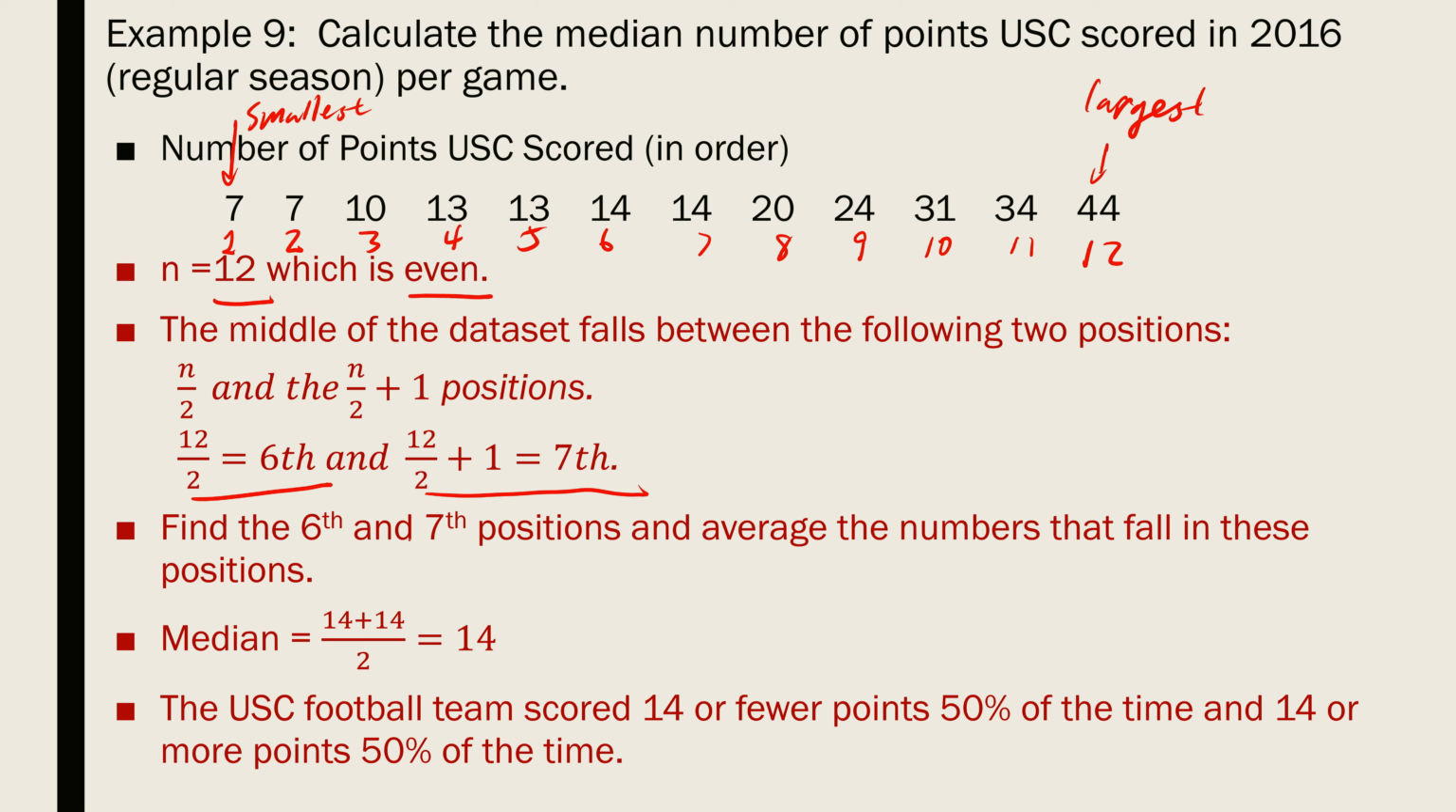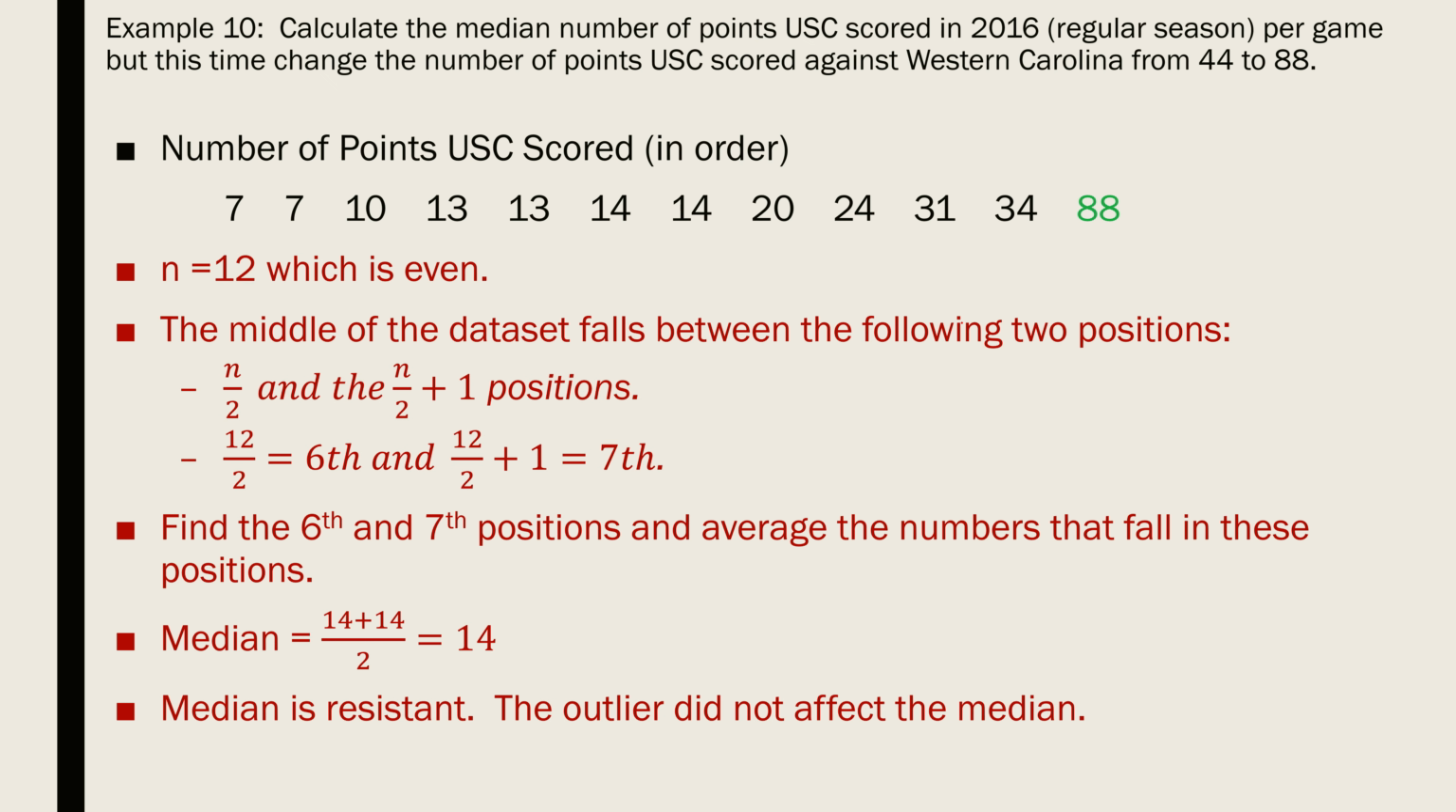Now we find the 6th and the 7th position, and we should average the numbers that fall in those positions. So this is the 6th position and 7th position, and we just use 14 plus 14 divided by 2, which is still 14. This is the appropriate interpretation of the median. The USC football team scored 14 or fewer points 50% of the time, and 14 or more points 50% of the time.